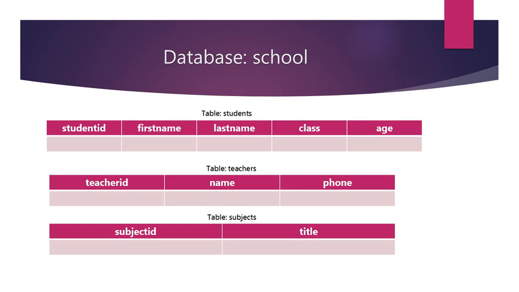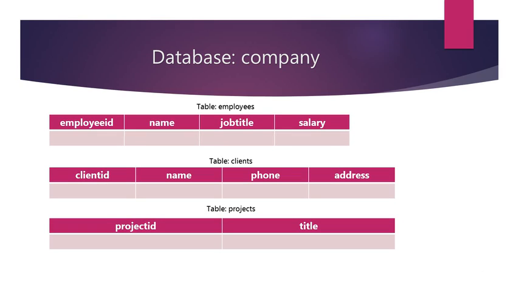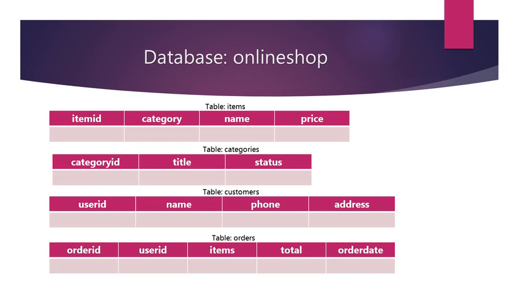In School database, we will create 3 tables named Students, Teachers and Subjects. In Company database, we will create 3 tables named Employees, Clients and Projects. While in Online Shop database, we will create 4 tables named Items, Categories, Customers and Orders. Let's practically create the database and the tables.